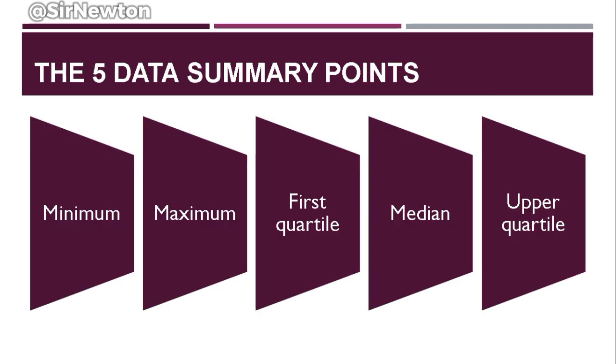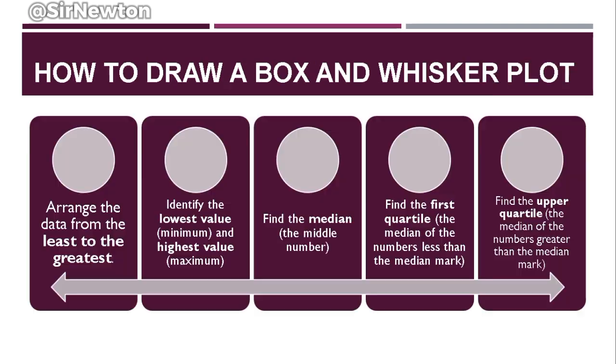These 5 summary points, or 5 key points, are the minimum. From the data, you identify the smallest value, which is the minimum. You also identify the greatest, or the biggest value, which is the maximum. You identify the first quartile, the median, which is the middle number, and then the upper quartile. Let's look at how to find the first quartile and then the upper quartile.